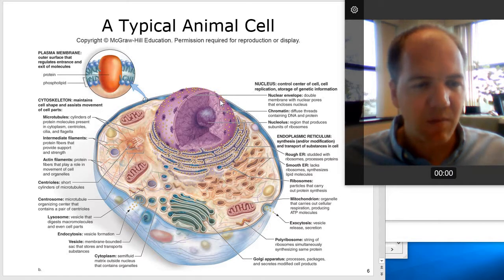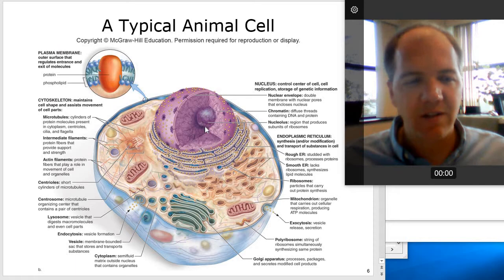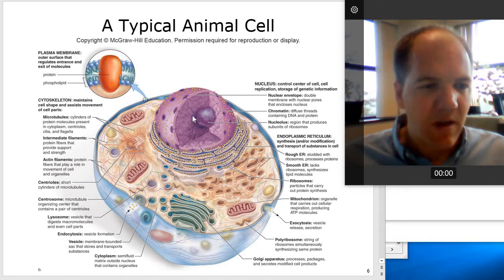Notice that there are pores in the nucleus, and that's what allows things to move in and out of the nucleus. There are some things that have to move in and out. The DNA doesn't leave the nucleus, but proteins and RNA can move in and out of the nucleus. And then we have these little yellow dots on the nucleus. These are ribosomes, and ribosomes are scattered on the nucleus itself.